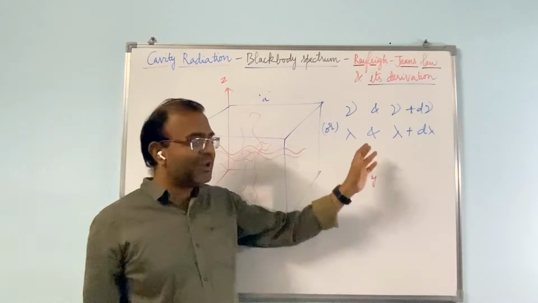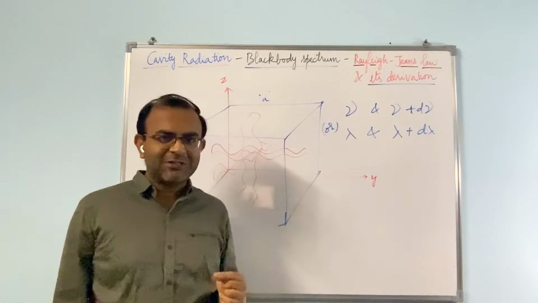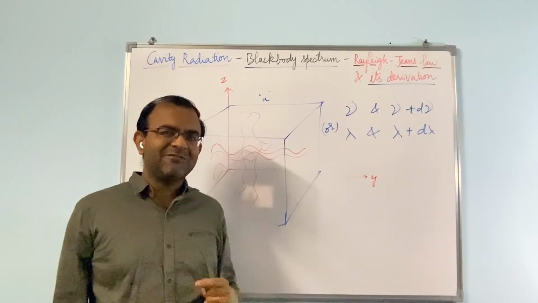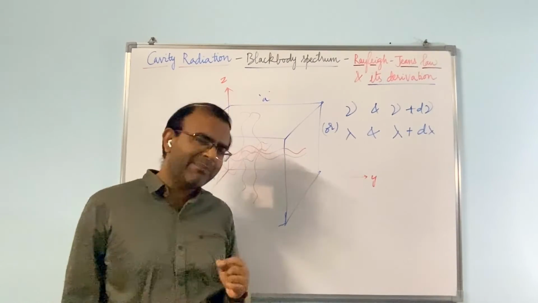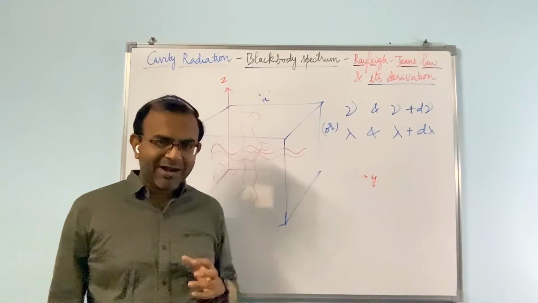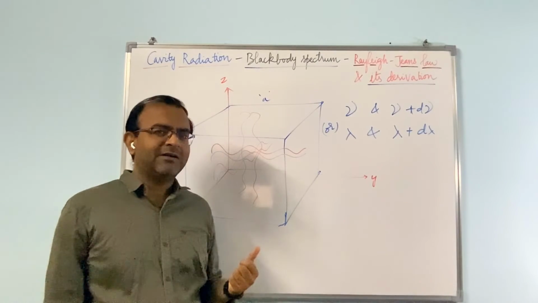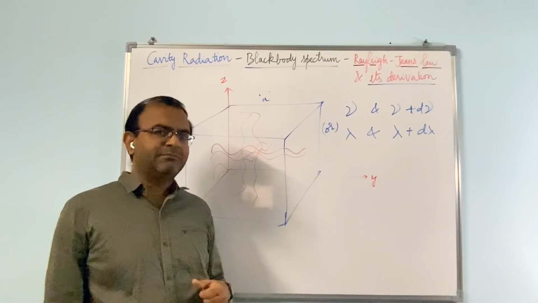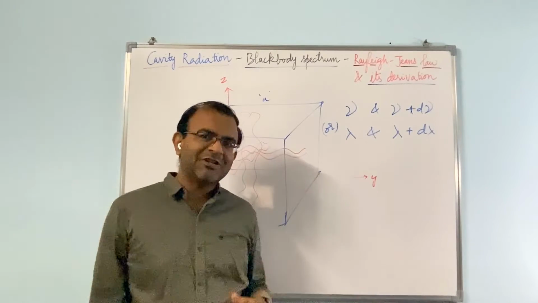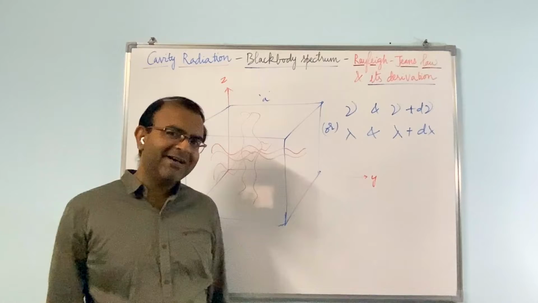In order to calculate the number of waves present in the given frequency or wavelength range, let us first do the calculation for an artificial case of a one-dimensional cavity, that is, only for the x component of the electromagnetic radiation alone, and later extend it to the three-dimensional cavity, or all three components of the electromagnetic radiation.